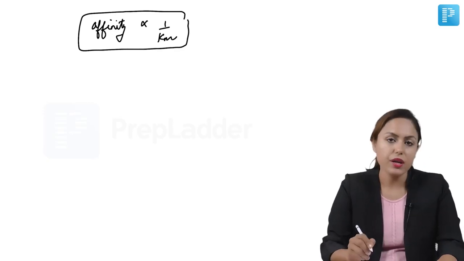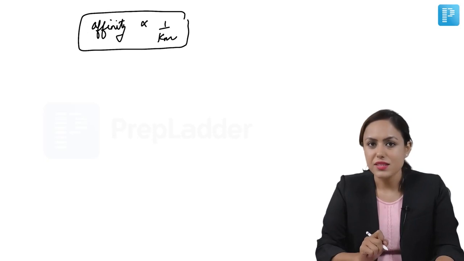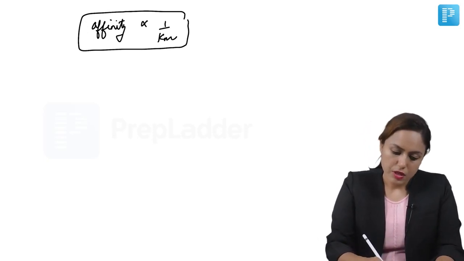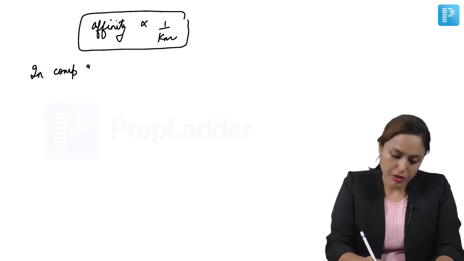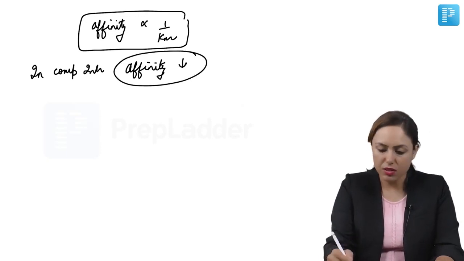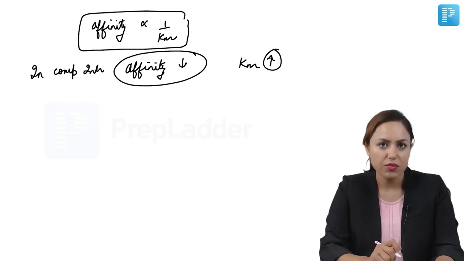Km is affected by affinity between enzyme and substrate, and this is an inverse relationship. So in case of competitive inhibition, affinity between enzyme and substrate decreases. So in that case, Km will increase, right?